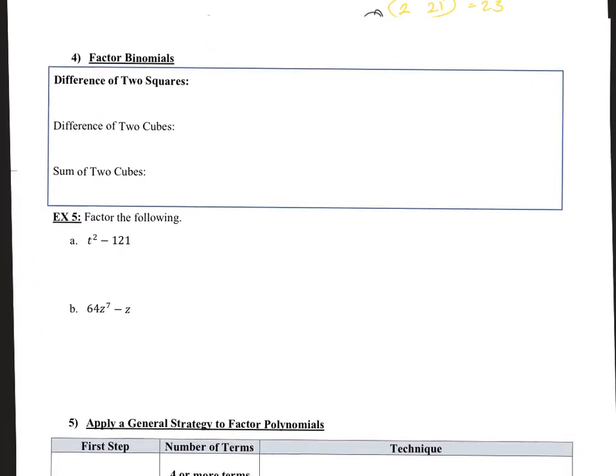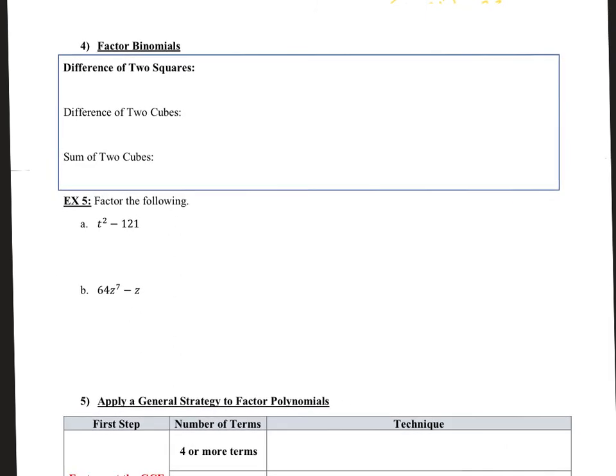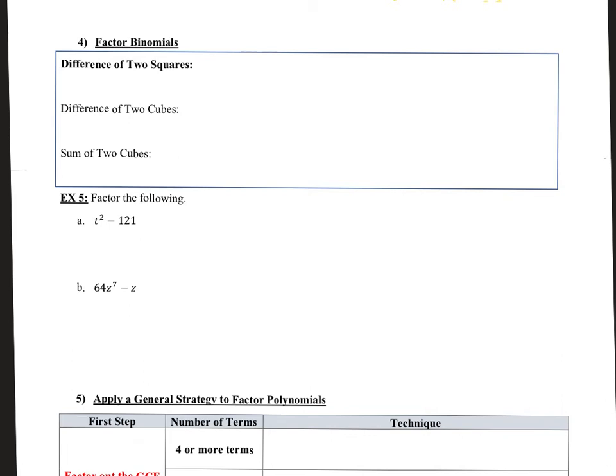Okay, so let's take a look at the next page. This was an added addition to my notes. There was a new one uploaded, so make sure you have the right notes. So the next objective is factoring binomials. There's one method which we are familiar with, which is the difference of two squares.